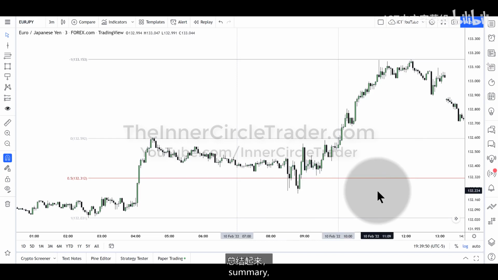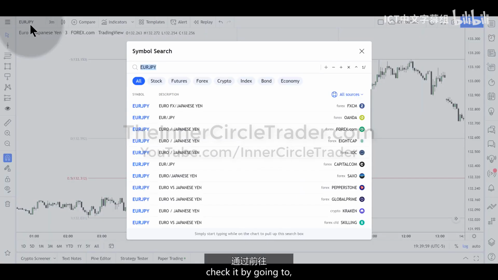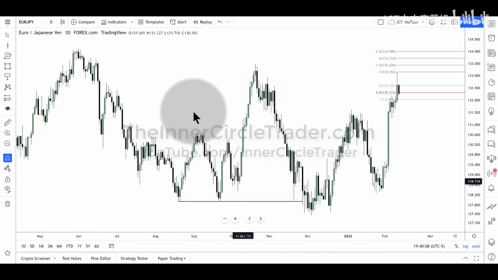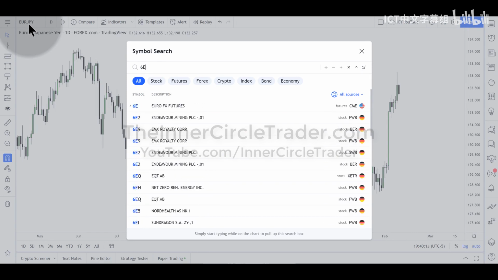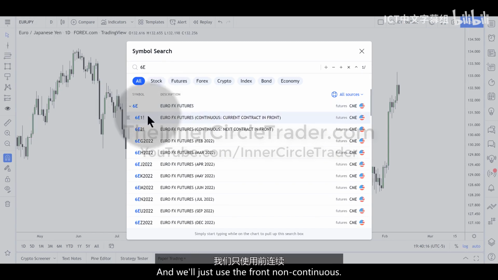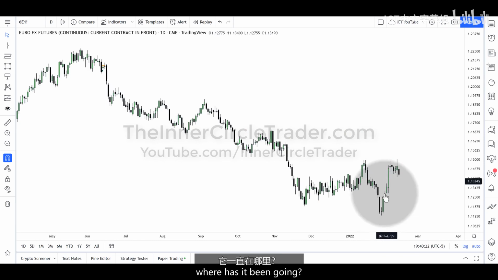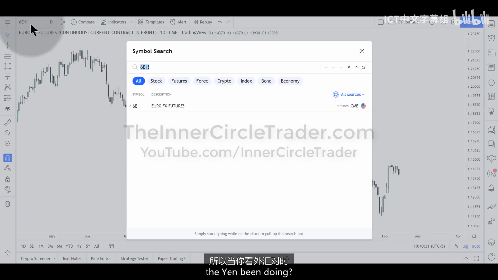Okay, so in summary, we can anticipate this market going higher. Why? Because the euro dollar is going higher. You can also check it by going to, let's go to a daily chart first. And you can go to 6E, which is Euro futures. And we'll just use the front month continuous. Okay, you can see how the Euro, where's it been going? Has it been going lower or higher? Clearly going higher. What has the yen been doing?